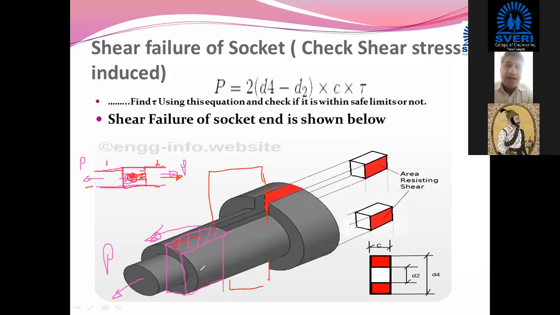Okay, the direct tensile load will be applied in this region also, but shear will occur where the pin is in contact with the socket, in the direction in which the pin is applying load.